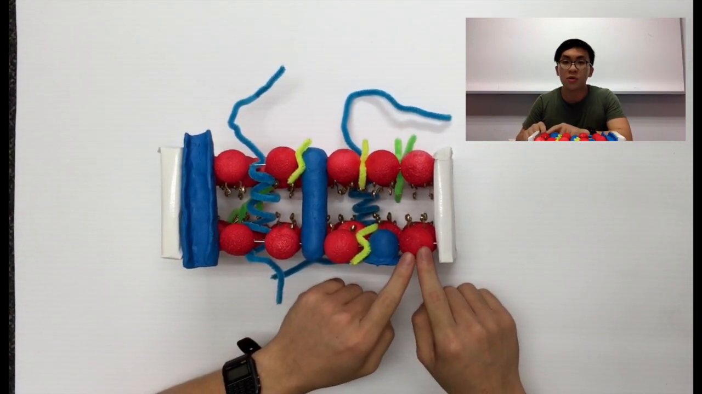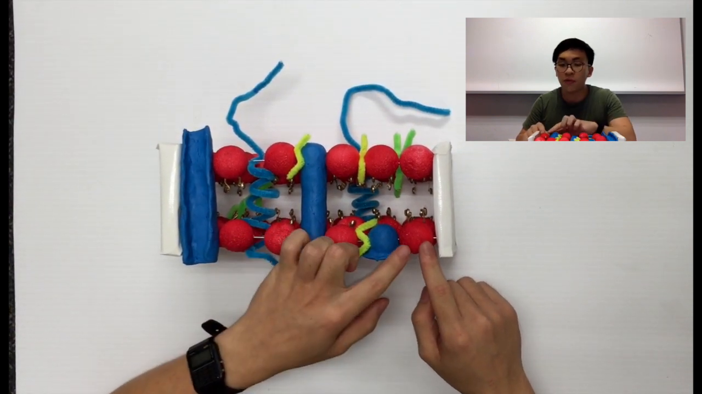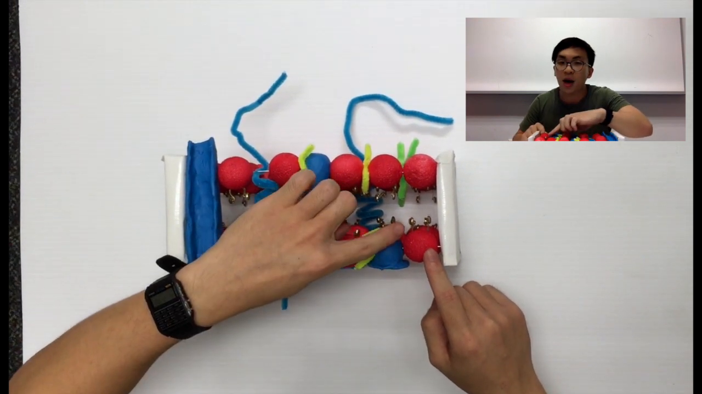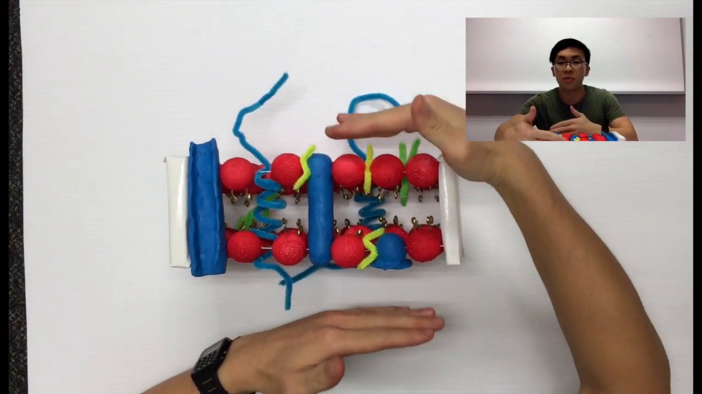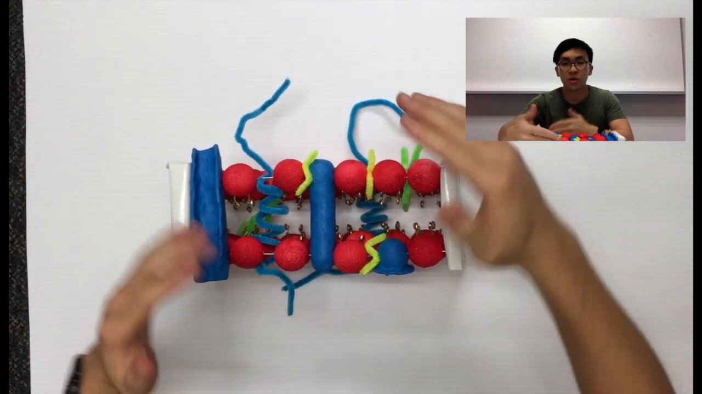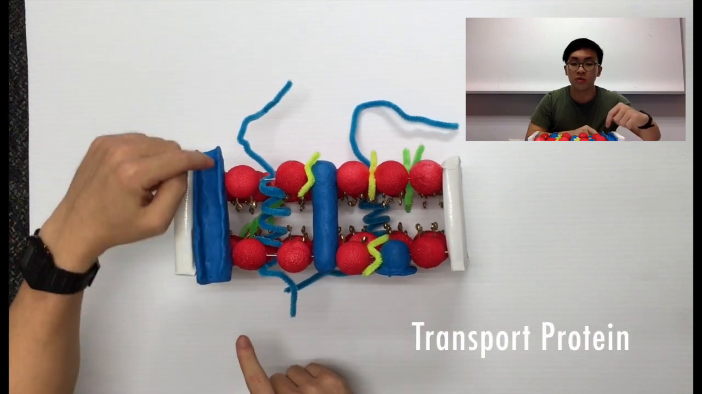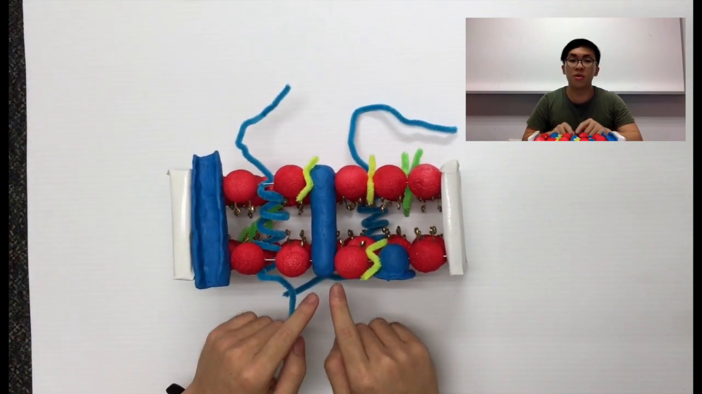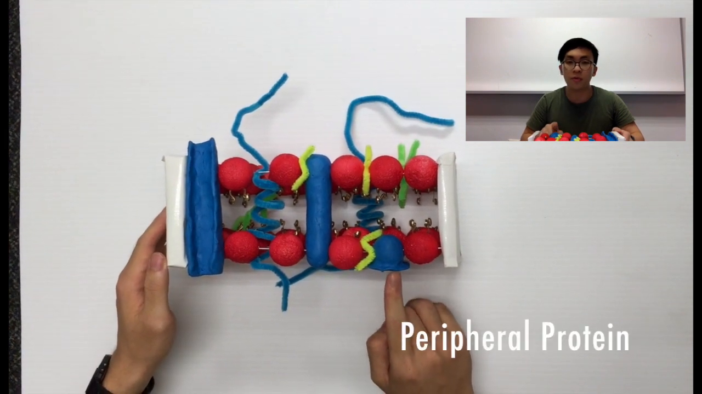The red balls with the gold stars represent the phospholipid. The red part is the hydrophilic head, whereas the gold stars are the hydrophobic tail. As you can see, the plasma membrane is composed of a phospholipid bilayer stacked above one another, something like that of a sandwich. The blue plasticine model on the left represents the protein channel, which is also known as the transport protein. The one in the middle is the globular protein, and the rightmost one represents the peripheral protein.